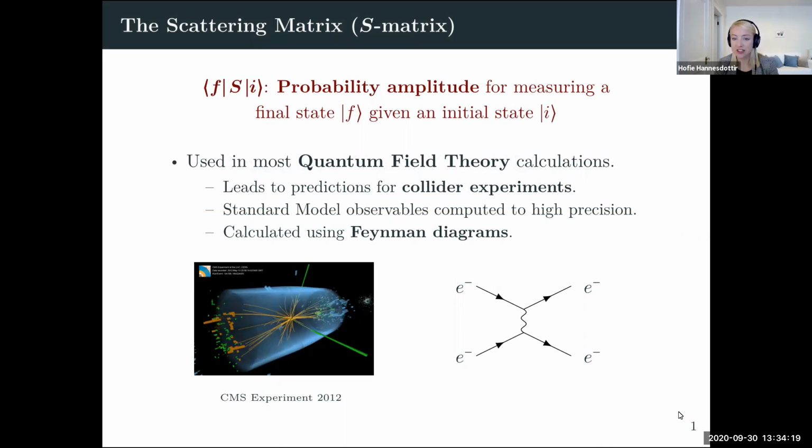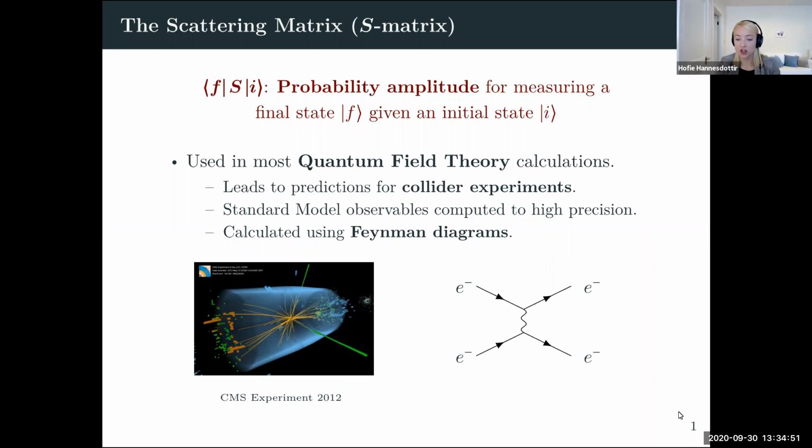So the S-matrix is something that you've probably all seen. It's the probability amplitude, or should represent this probability amplitude, for measuring some final state F, given some initial state I. And it's used in most quantum field theory calculations, and it leads to predictions for collider experiments. And in particular, standard model observables have been computed to high precision. And the way we usually calculate the S-matrix in perturbation theory is using Feynman diagrams.